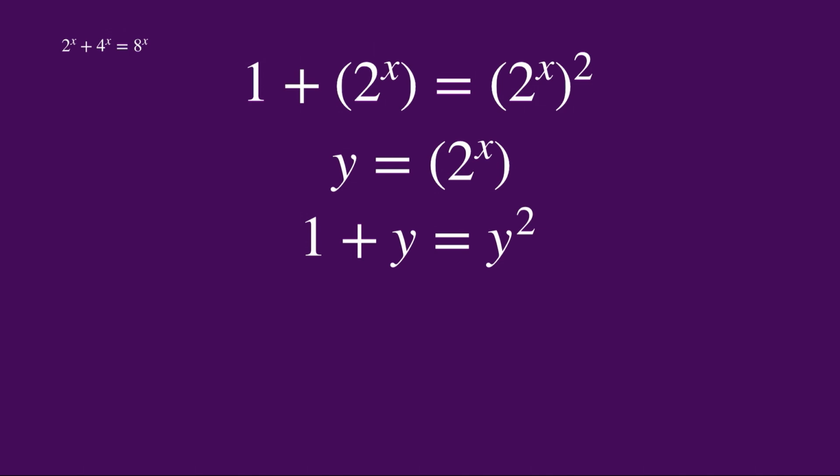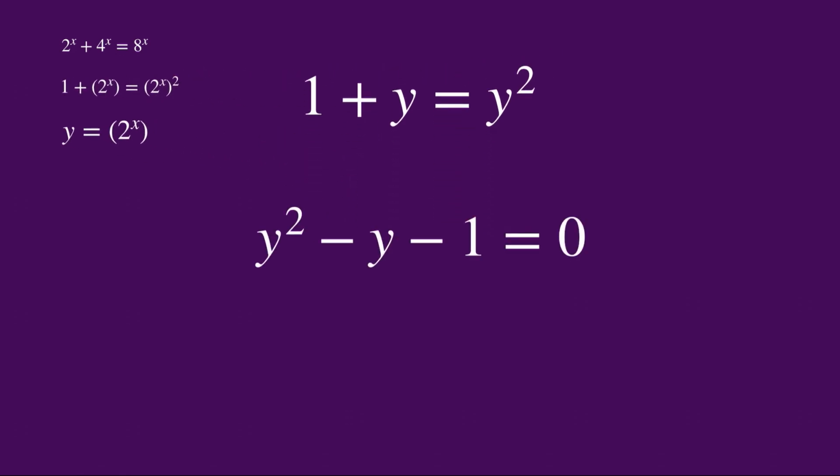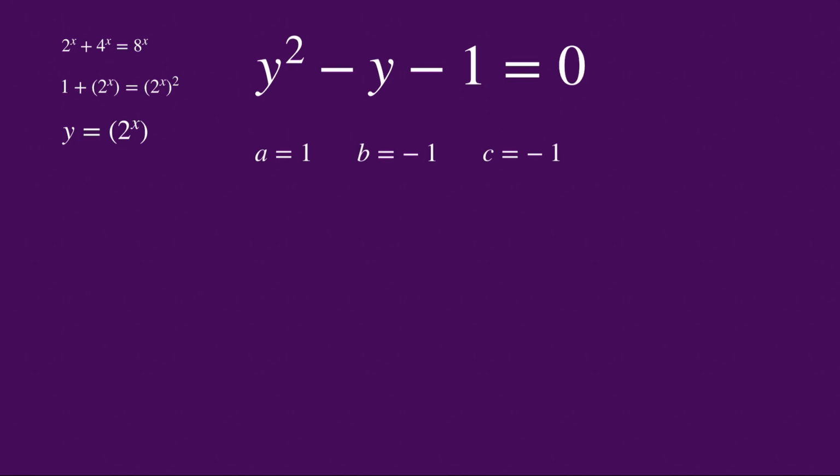Let me write all the terms on the left hand side. Then it will be y square minus y minus 1 equals 0. Now this is a quadratic equation in y, which is in general form, and if I compare the coefficients of y square, y and constant terms, then I will have a equals 1, b equals minus 1 and c equals minus 1.